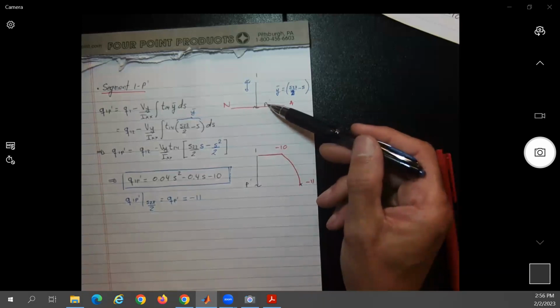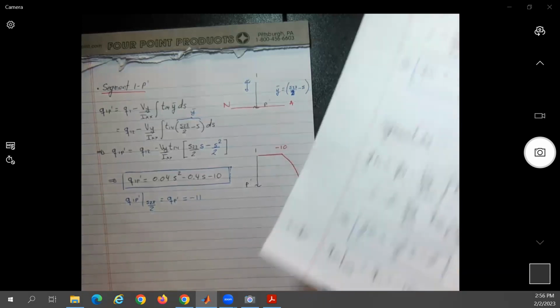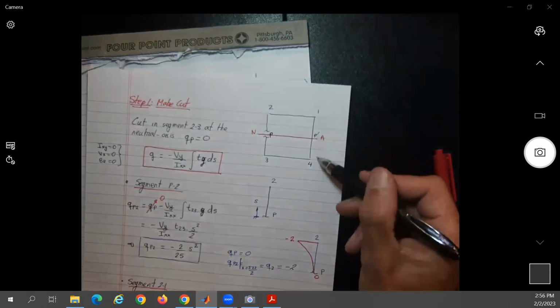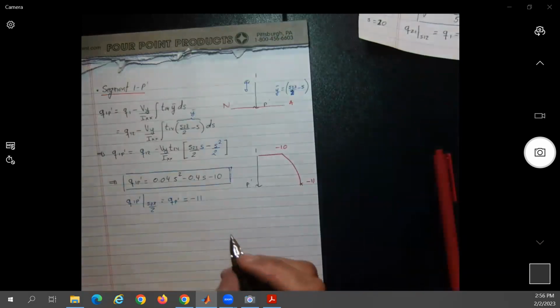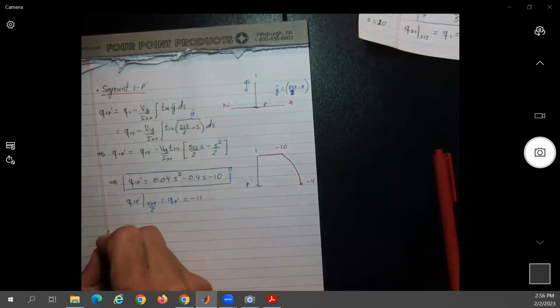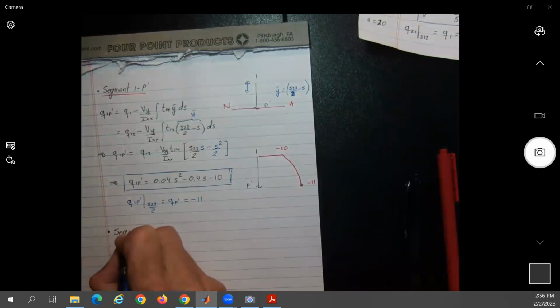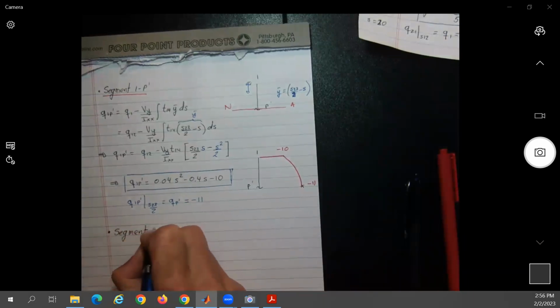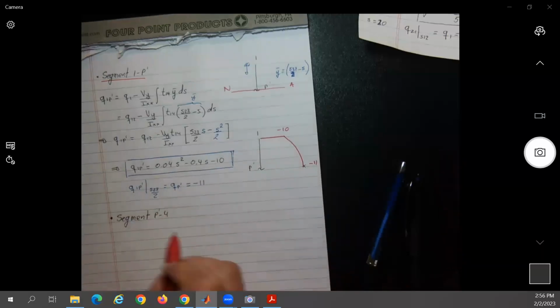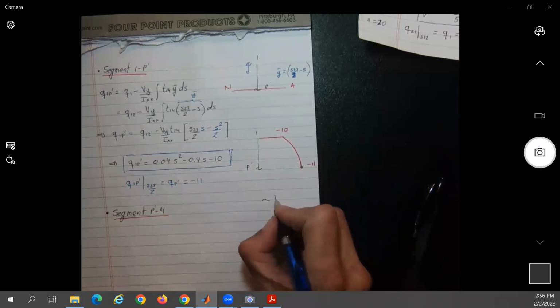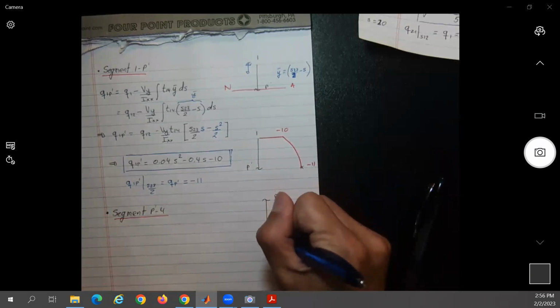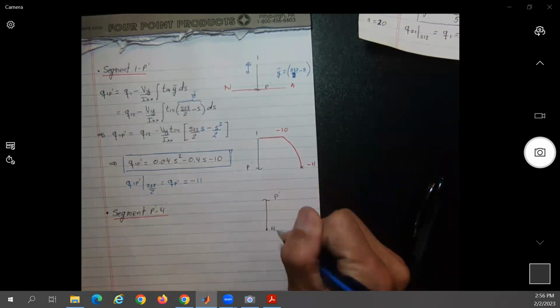Okay, so now that we are here at point P prime, we can go from P prime to 4, and we keep going. So, segment P prime to 4. So we go from here, P prime to 4.